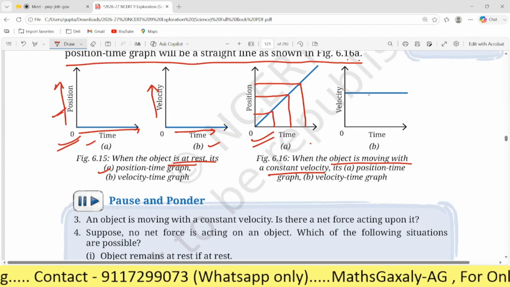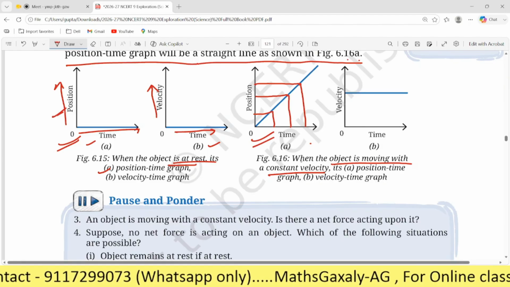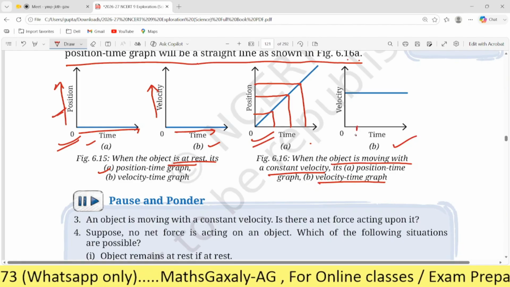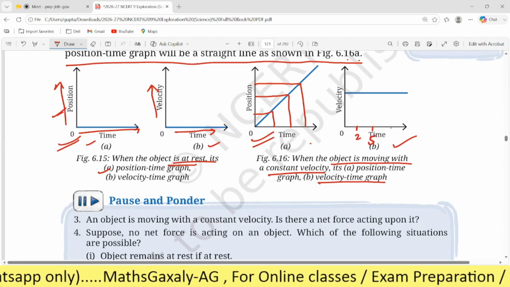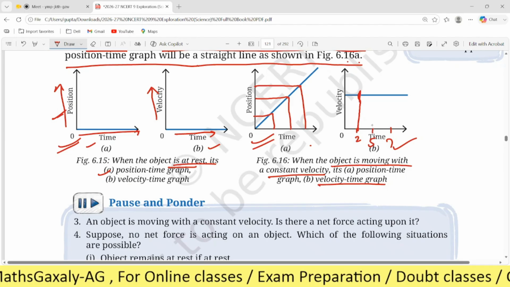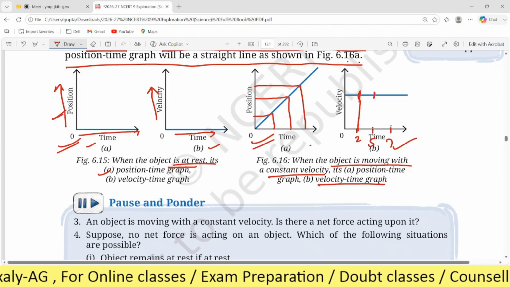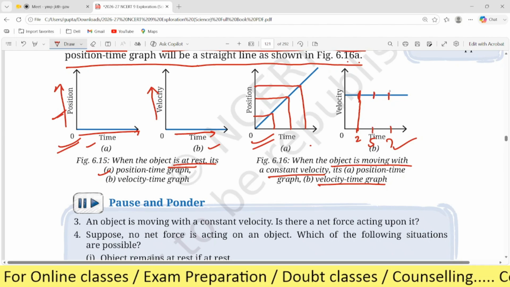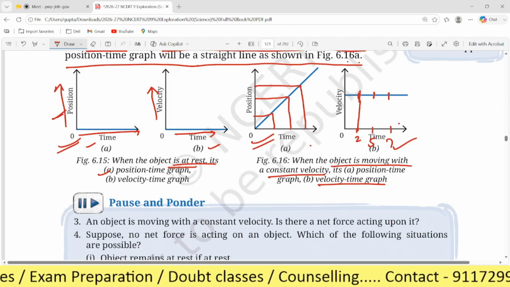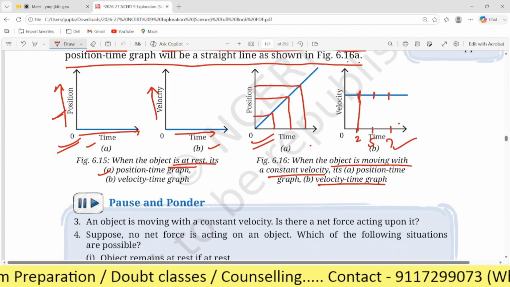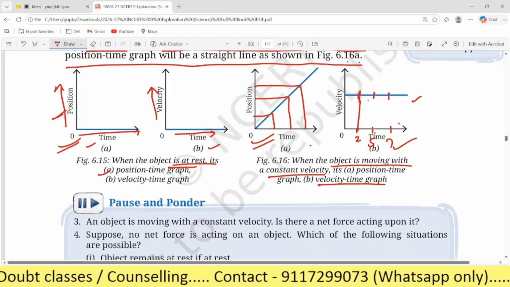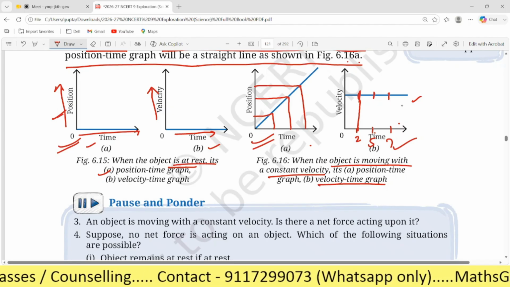But when it is moving with a constant velocity, the velocity-time graph will be like this. Suppose this is 2 minutes, here is 5 minutes, here is 7 minutes, like this. As you can see, at 2 minutes the velocity is here, right? Similarly at 5 minutes the velocity is again here. At 7 minutes the velocity is again here. So its value is the same all the time. It means it is moving with a constant velocity. So when it moves with a constant velocity, the time-velocity graph will be like this. Is it clear or any doubt in these graphs? You can easily draw the graphs.